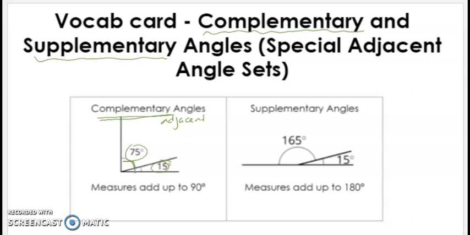And supplementary angles, similar, they're also special adjacent angles. I'm even going to write special. I want you to write that too. They're special adjacent angles that add up to 180, and they make a straight angle together. So their shared vertex is there, and this 165-degree angle and this 15-degree angle together make a 180-degree angle, which is a straight angle, if you want to write that too. And these make a right angle together. So we're going to explore problems you can solve knowing about complementary and supplementary angles today.